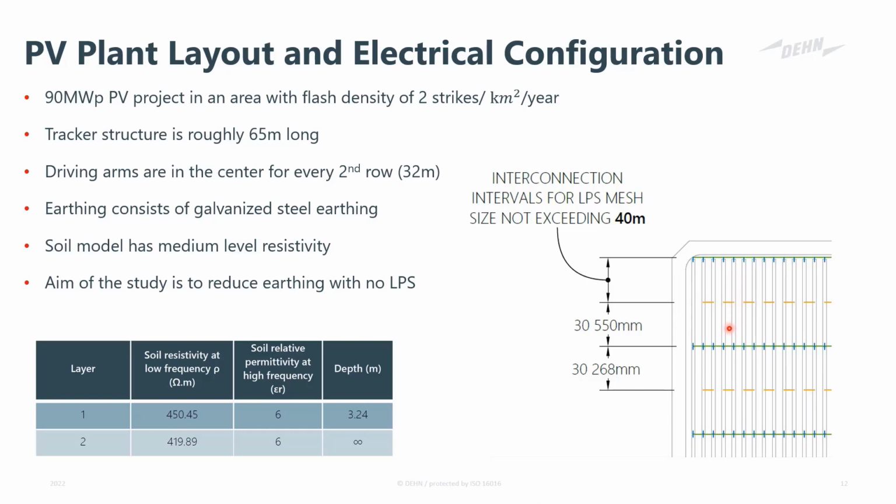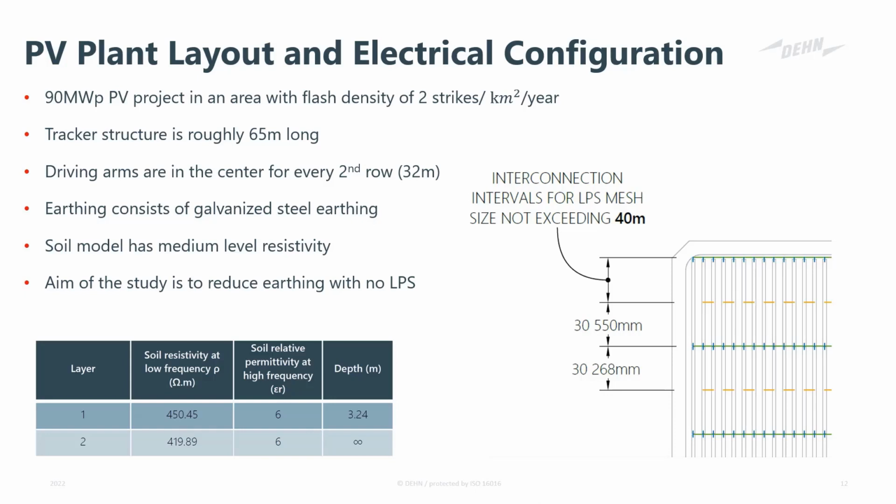The other option was to remove the center connections and just leave the driving arms, making some of the meshes 65 by 6 meters in size, which will exceed the minimum 40 meter requirement if you go from a north-south direction. So this saves a significant cost, but we wanted to calculate what the residual risk would be if we use this type of approach.